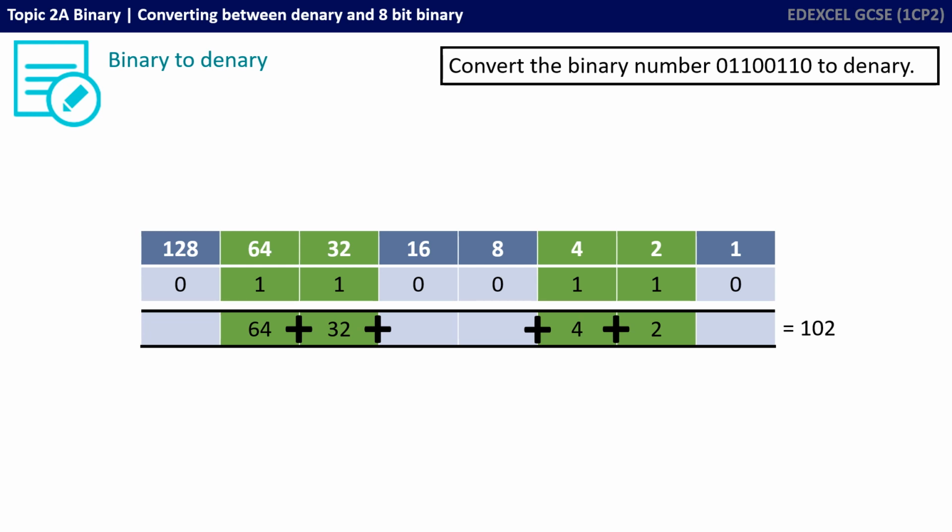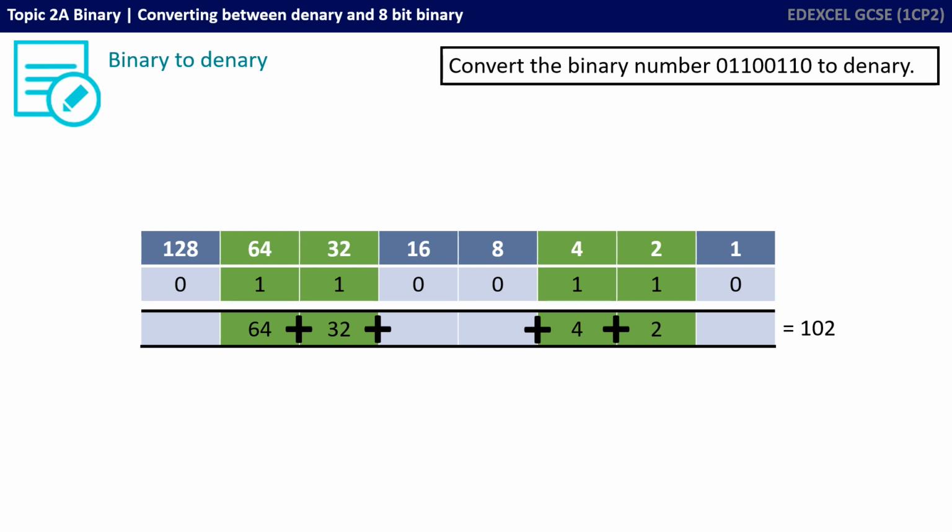So a 64 plus a 32 is 96, plus a 4 is 100, plus a 2 is 102. Therefore the number 01100110 in binary is the number 102 in denary.